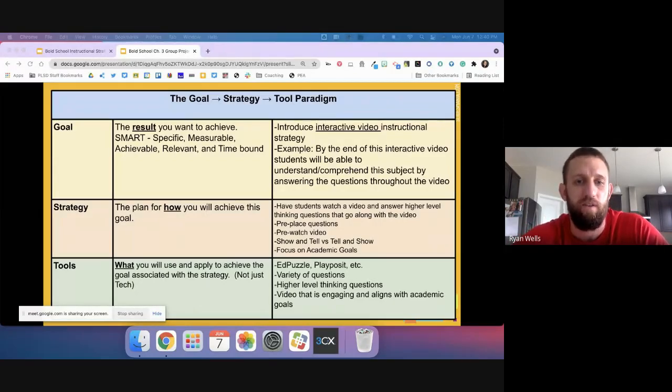So how do you achieve this goal? You have the kids watching the video, and you have to incorporate higher level thinking questions that go along directly with the video. The best way to accomplish this is to make sure that we are pre-watching the video and pre-placing the questions in an appropriate spot. I know you have to do this in order for it to be interactive, or else it just wouldn't make any sense. And then you can approach it in 2 different ways, the show and tell versus the tell and show. But ultimately, we have to focus on what the kids want to achieve.